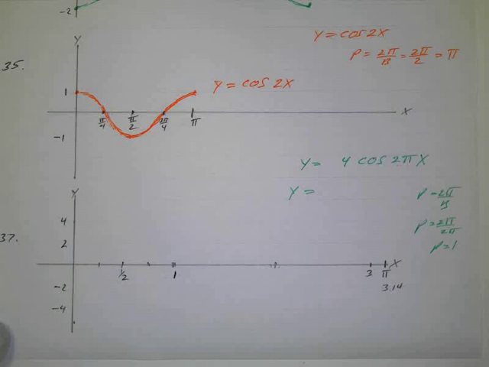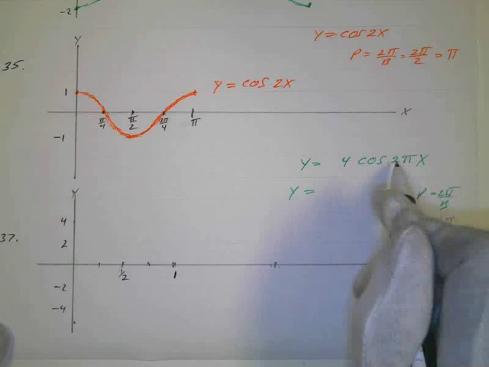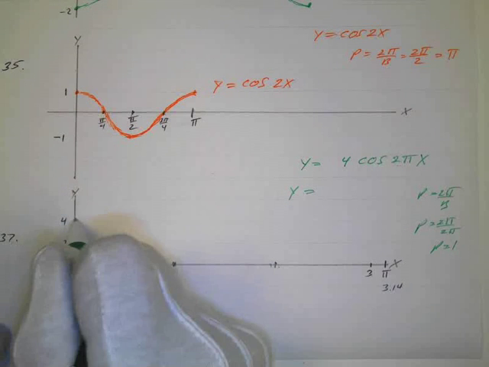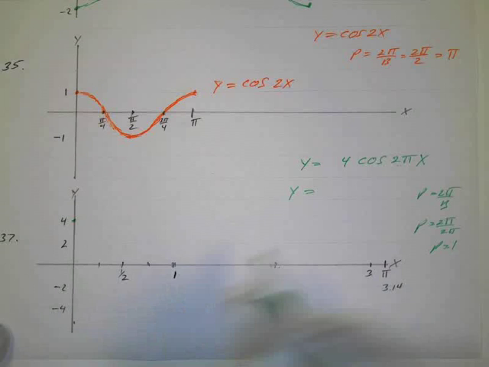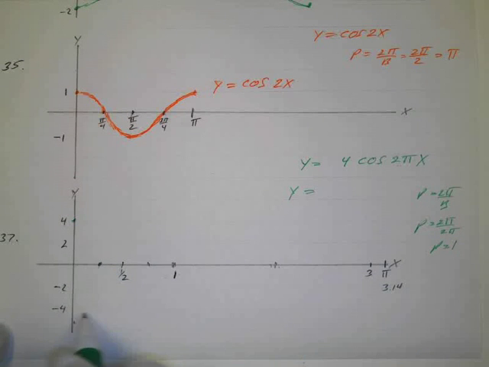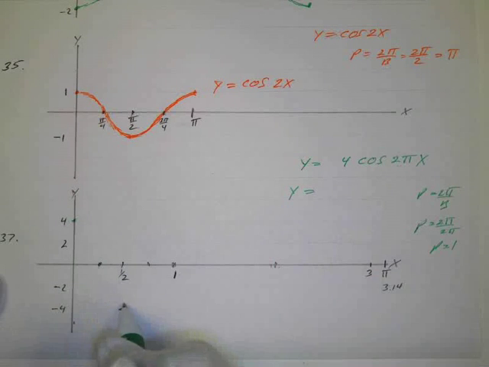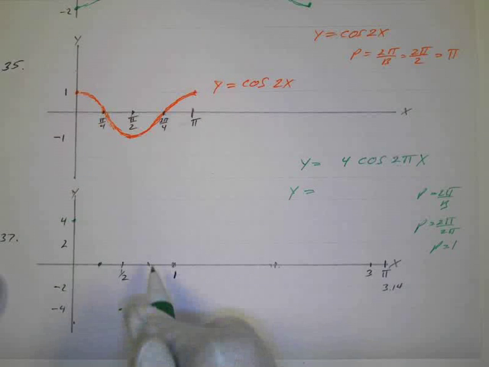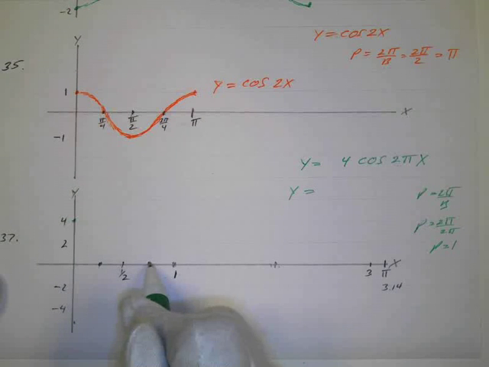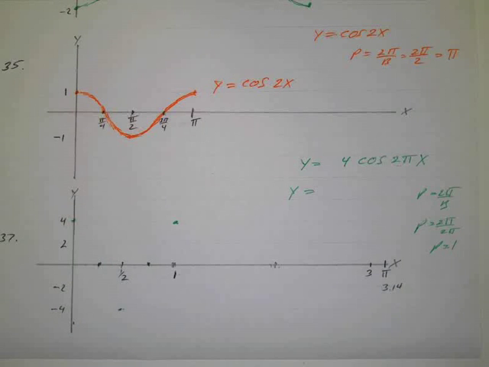And then we can just, again, cosine of 0 is 1, so 4 times 1 is 4. And this is going to be 0 and -4. Okay, and then back to 0, back to 4. So it's just four times.